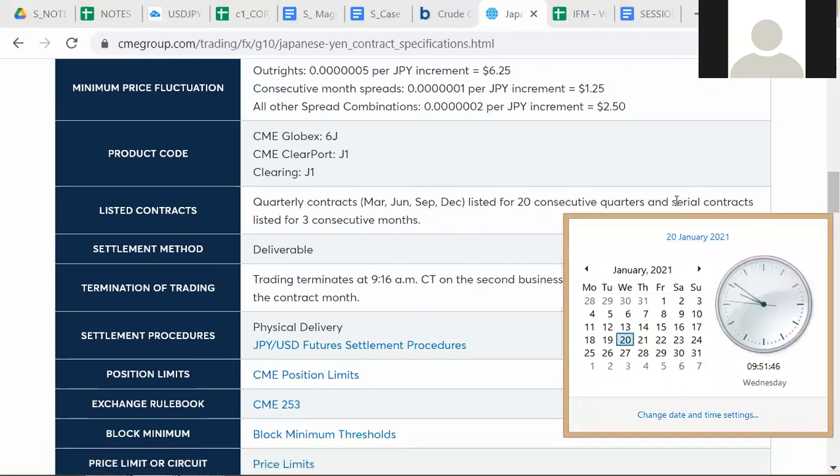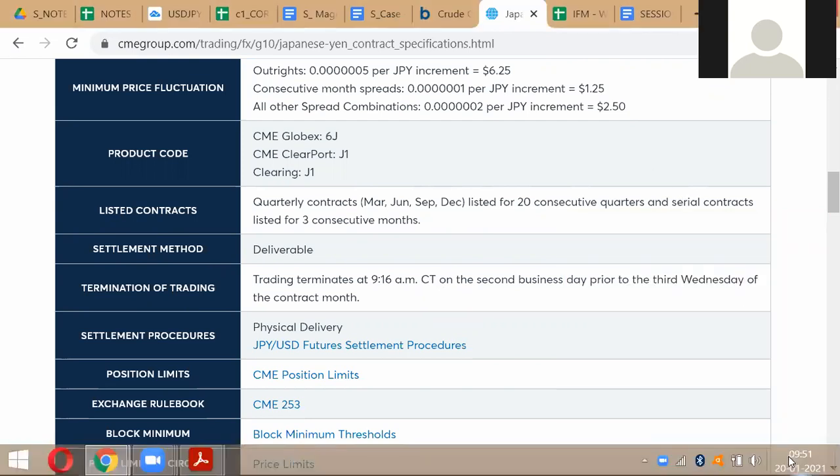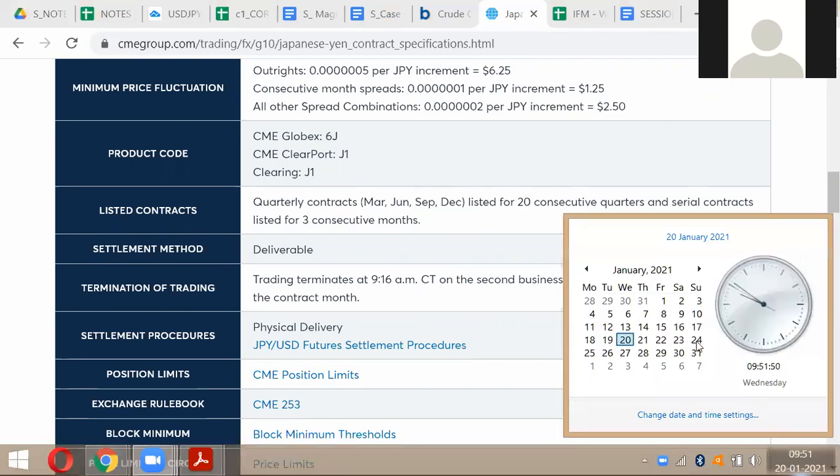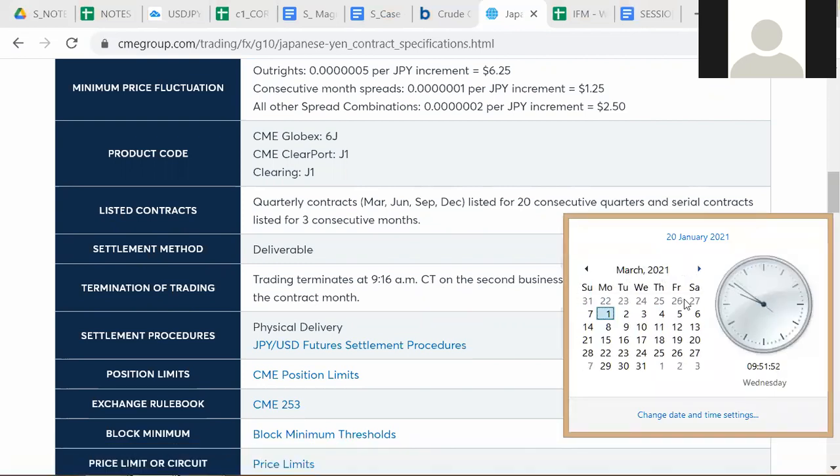So this is, let's say March. We're looking at March, second business day prior to the third Wednesday. You call up the March calendar. Third Wednesday is first Wednesday, second Wednesday.